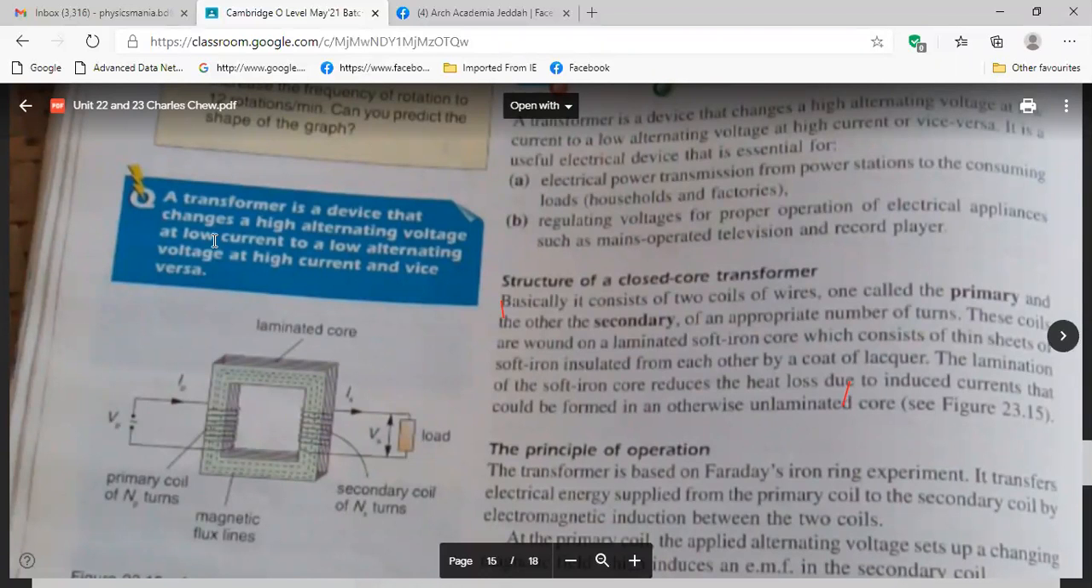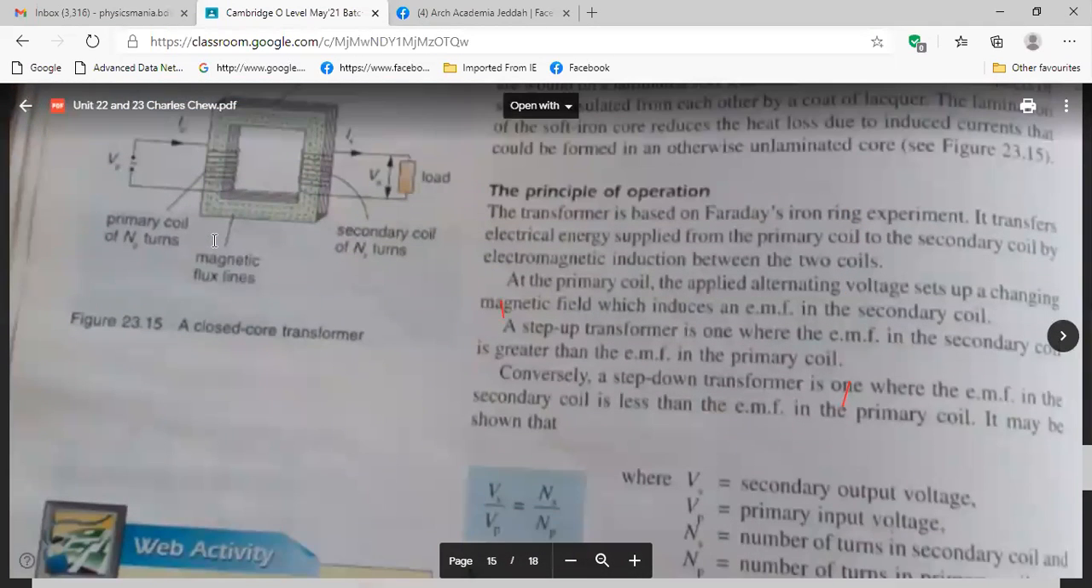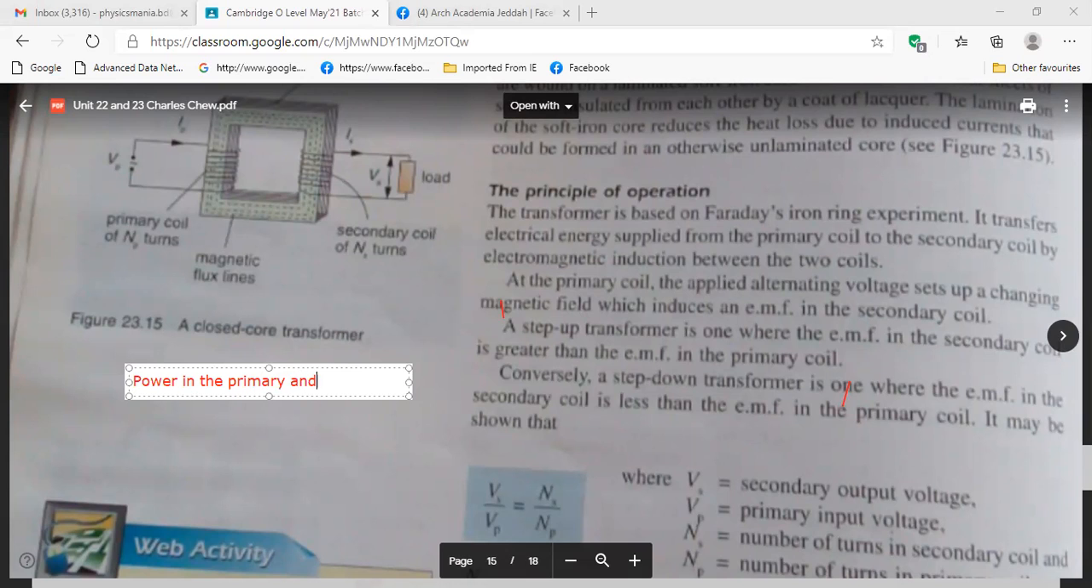Yes. So you write this formula first. I'm writing the formula. Then you write the definition. First, you write this formula: power in the primary and secondary remains same.